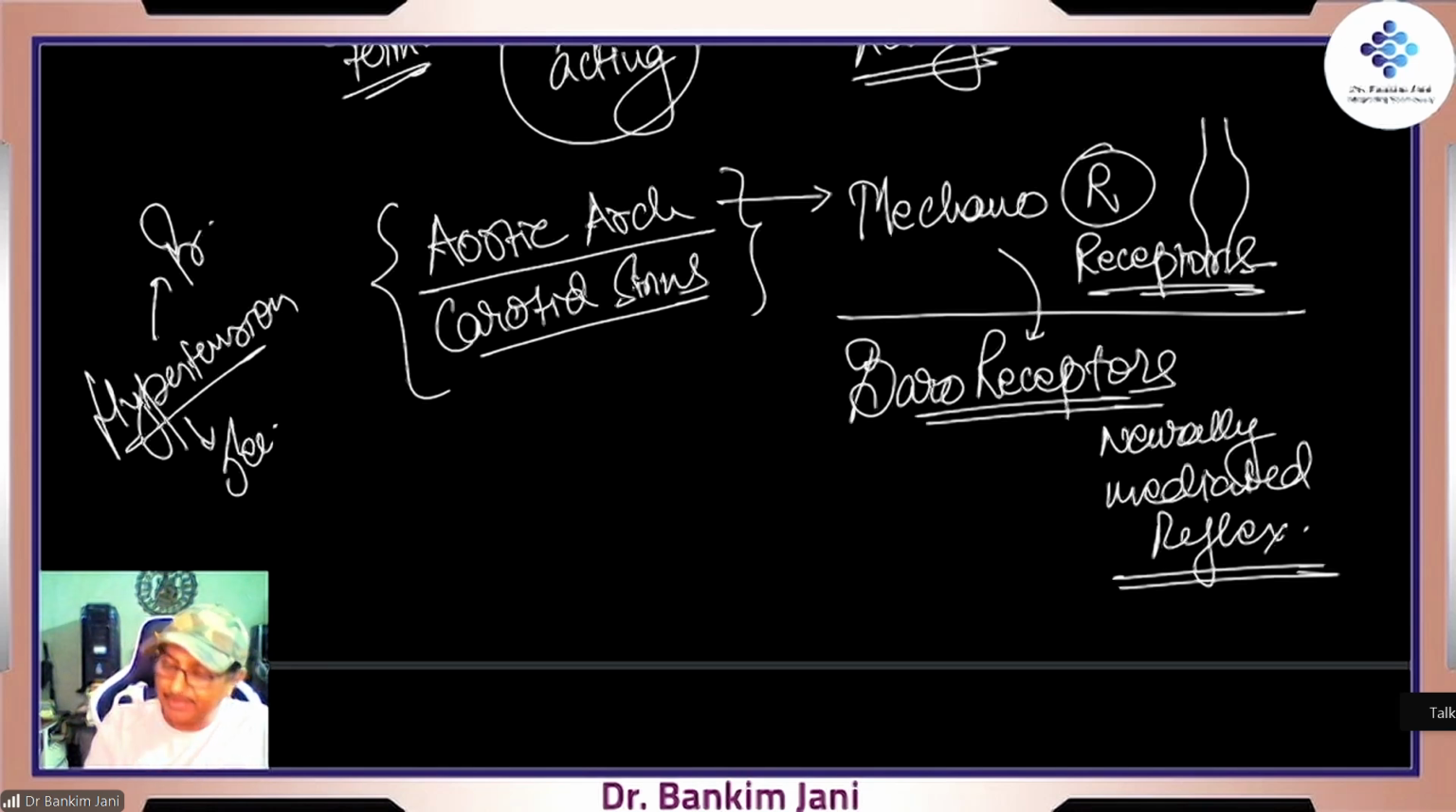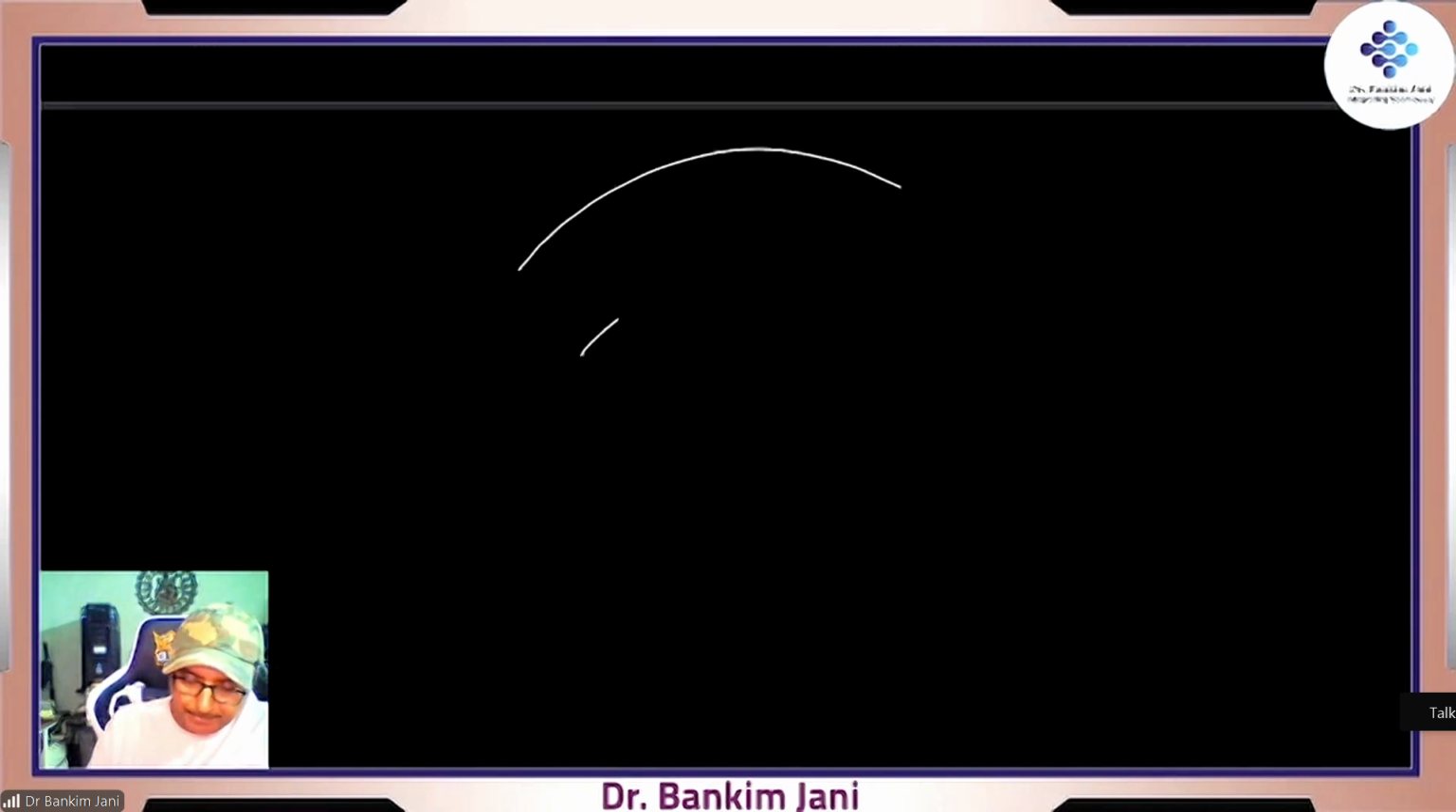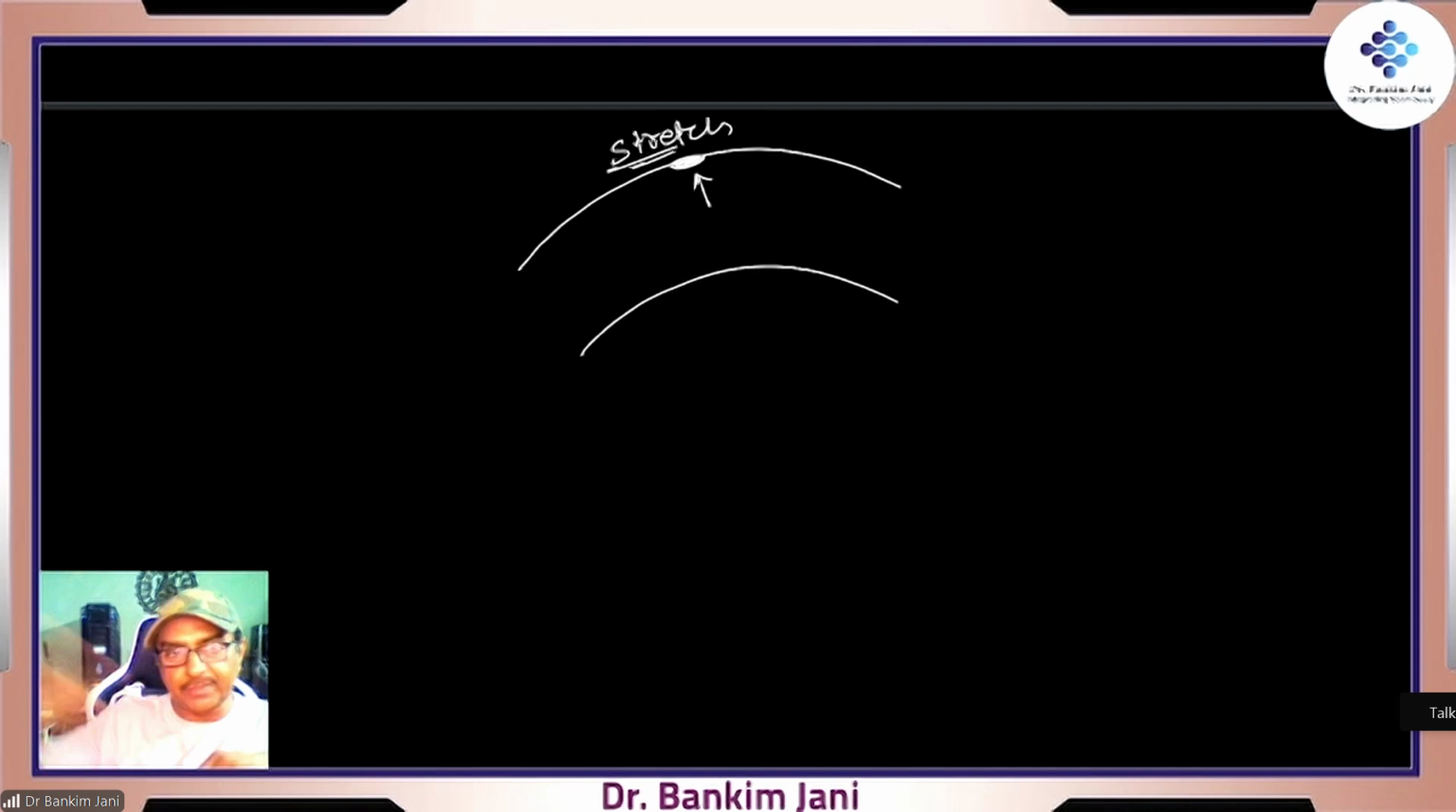So, baroreceptors. Baroreceptors means pressure. These receptors, you can say, are cells. Pharmacology is giving medicine, drugs, that's right. So these baroreceptors are such that when there is increased pressure, they will stretch. When they stretch, they send a signal.